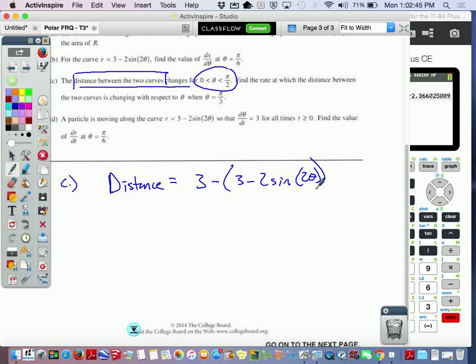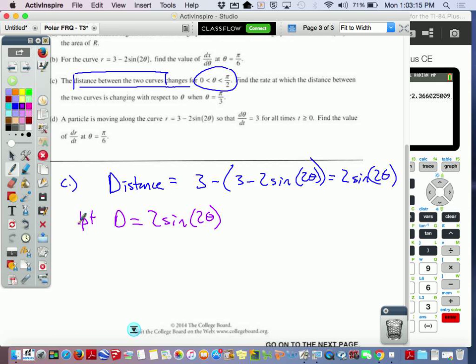Okay, so I'm subtracting the two functions. And if we want to simplify this, we totally can. 3 minus 3, they cancel out. The minus and negative just becomes a positive, so we get 2 sine of 2 theta. This represents our distance. So we've got this formula: distance equals 2 sine of 2 theta.